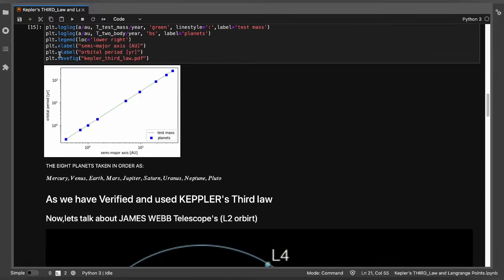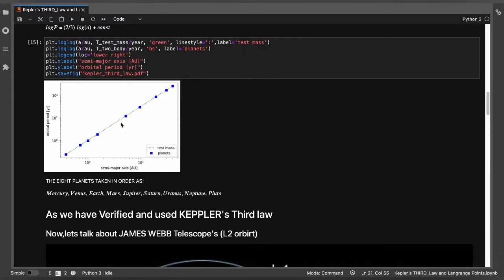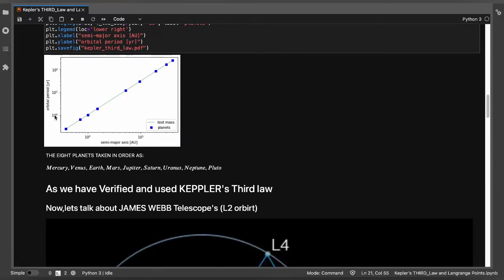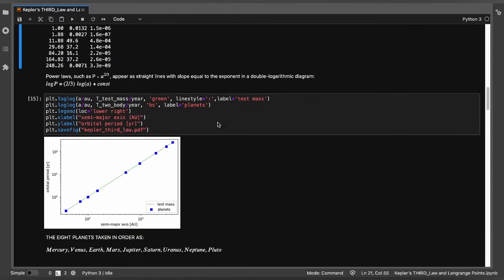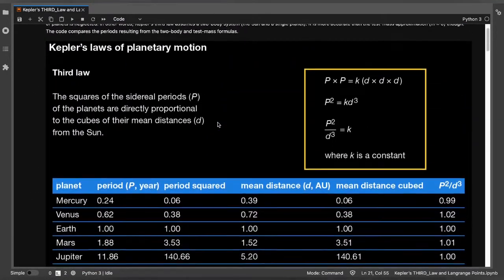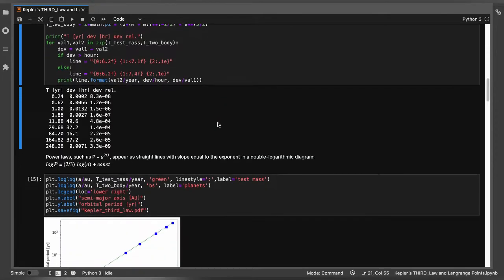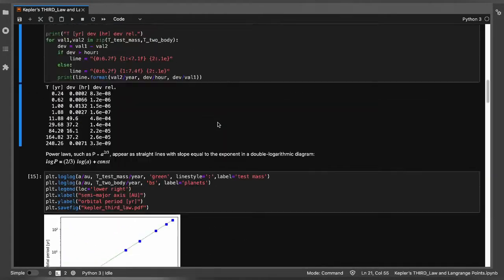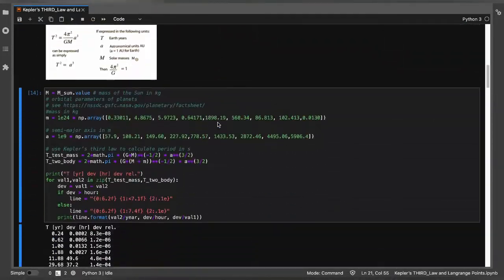So we have simply an x label and a y label, with blue square boxes, so it forms a linear relationship, with the orbital period in years on the y axis and the semi-major axis on the x axis. So I think you get the theory part as well as the coding part for Kepler's third law of motion. It is simple, and if you have any doubt regarding this, you can comment down below.